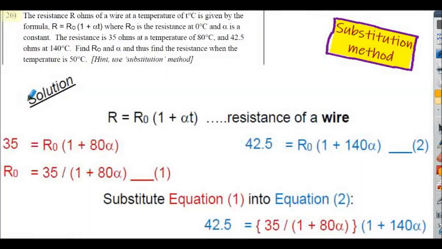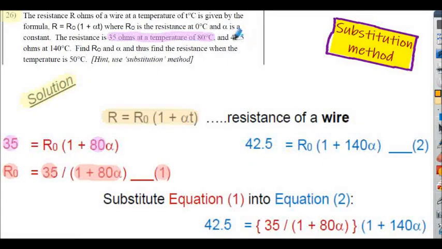So question 26, here's the commencement of the solution. We're given the equation in the question to use here, and we will generate two equations based on the information stated in the question. So we have a resistance of 35 ohms at a temperature of 80 degrees C. That's the equation here on the left hand side. This would be the R value, this would be the temperature, and I've rearranged that for R0. So in other words, divide both sides by the bracketed term. So 35 divided by 1 plus 80 alpha in the bracket, labelled as equation 1 for reference.